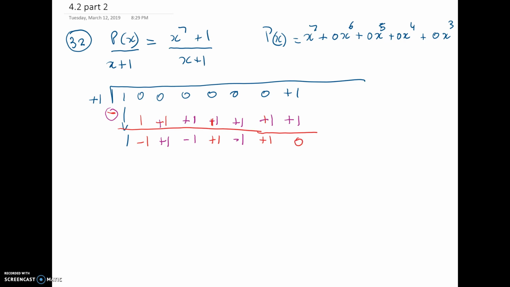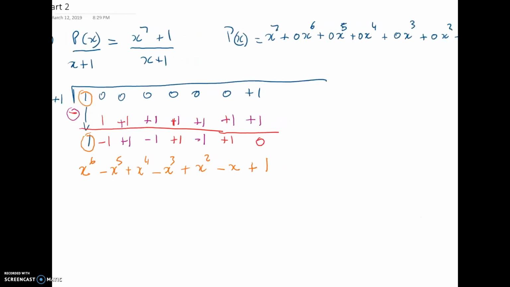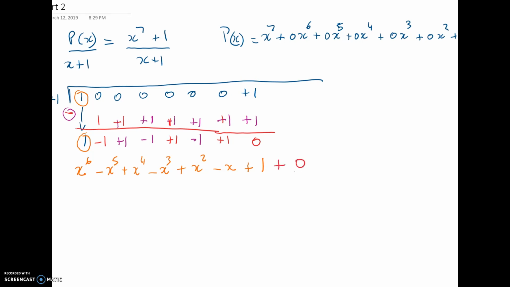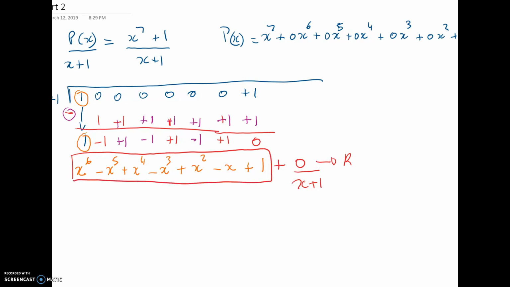And so, what was x to the 7 is now x to the 6. And so I'm getting x to the 6 minus x to the 5th plus x to the 4th minus x cubed plus x squared minus x plus 1. And obviously, I could write plus 0 divided by x plus 1, 0 being the remainder, but 0 divided by x plus 1 equal 0. So that is the answer of the division of my polynomial.